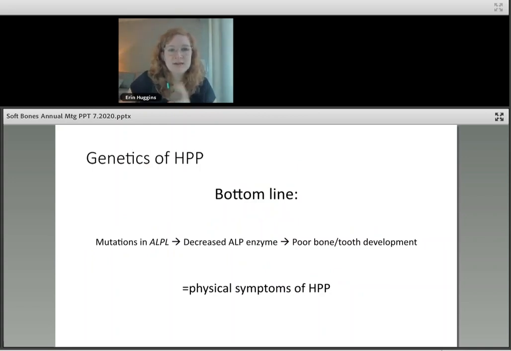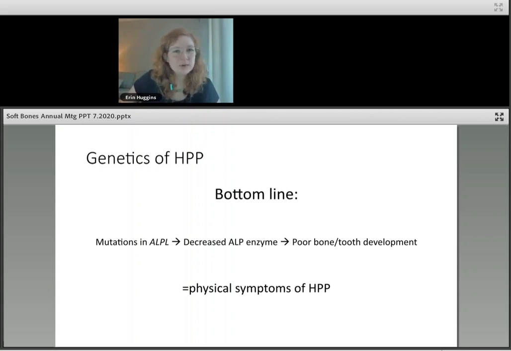So in terms of genetics, the bottom line that I like to put across, if you say, well, Erin, why are you telling me all of this? What do I really need to get out of it? It's this. Mutations or genetic changes in the ALPL gene lead to decreased or abnormal ALP enzymes, which then leads to poor bone and tooth development, which of course is what causes the physical symptoms of HPP. So if you want the short SparkNotes version, this would be the slide I'd say to focus on.